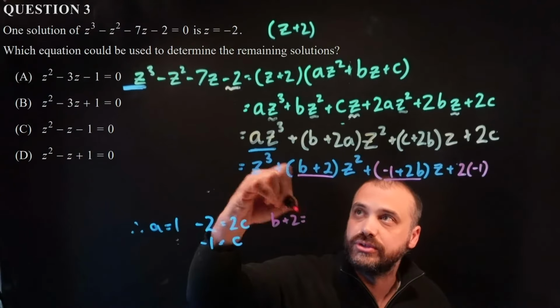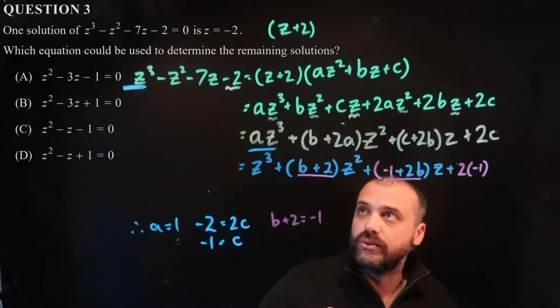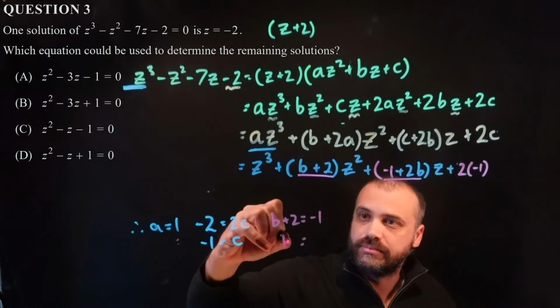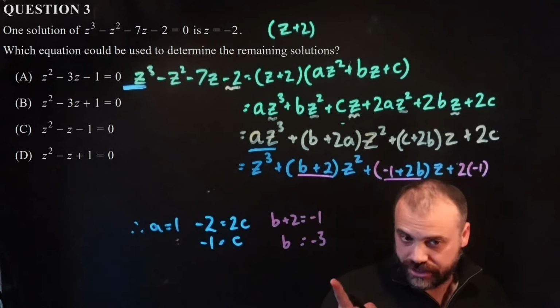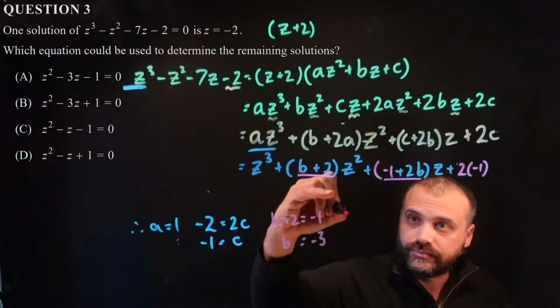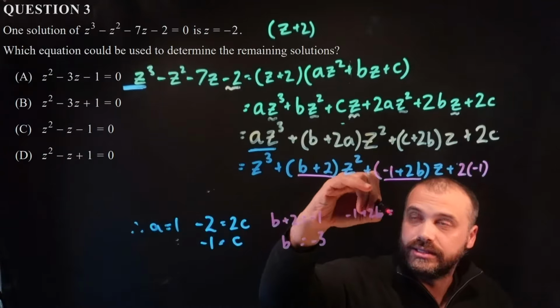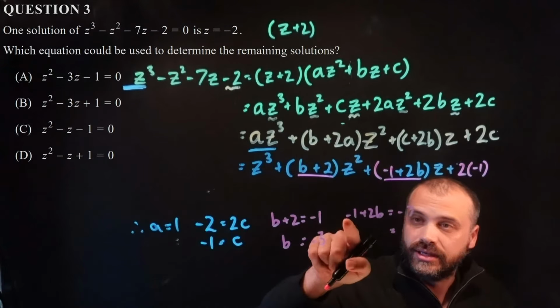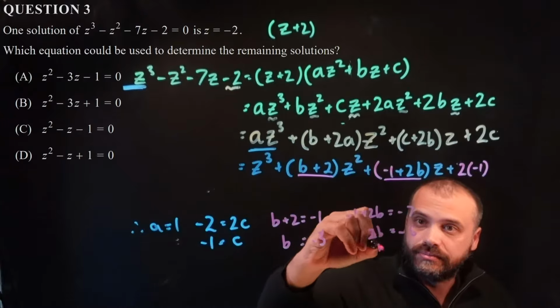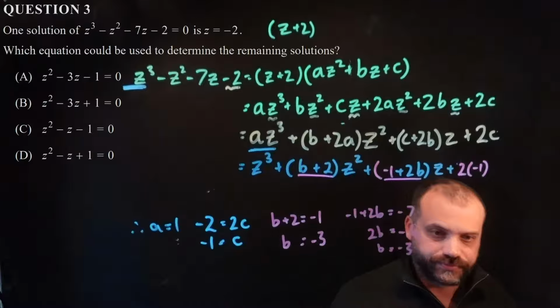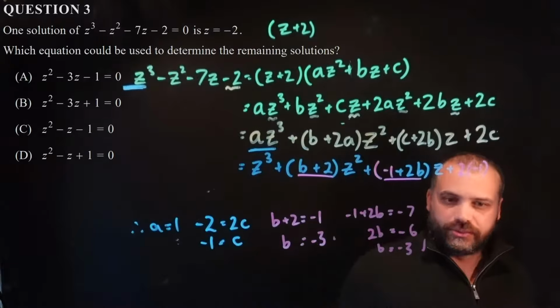b plus 2 is equal to -1, and that means that b is equal to -3. And again, I can double check this because if I've done it correctly, -1 plus 2b is equal to -7. -1 there, -6. 2b, b is equal to -3. Okay, good. It worked there, it worked there.